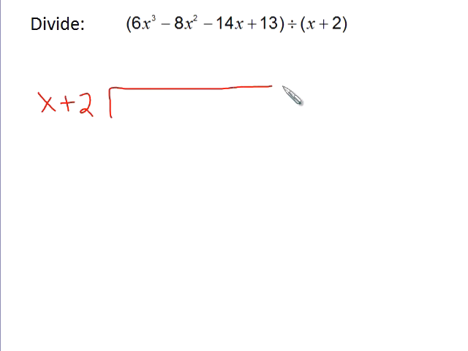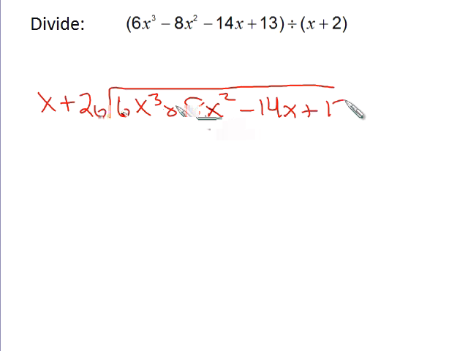And then on the inside, for the dividend, we must make sure that we're not missing any placeholders or any powers of x. So we start with the highest. We say 6x cubed minus 8x squared minus 14x plus 13. And since I wasn't missing any powers of x, I didn't need any zero placeholders.